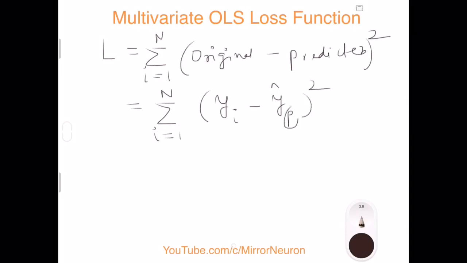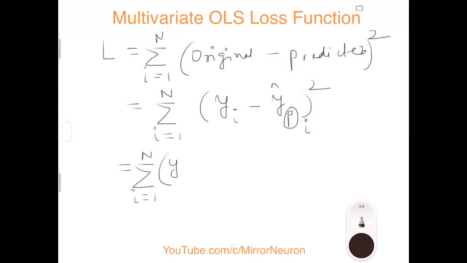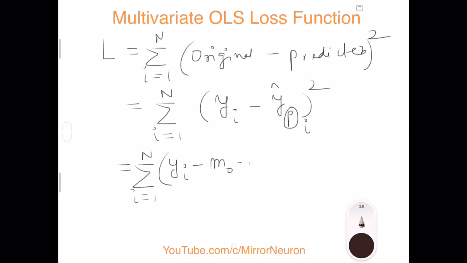And this p or i all mean the same thing. It just basically means the number of records. This can then be rewritten as the summation of i equal to 1 to n of yi, the original value of sales, minus m0 minus m1 xi1 minus m2 xi2, and so on, and say we have till k features, so we will have mk xik, whole square. So this is the expanded form.